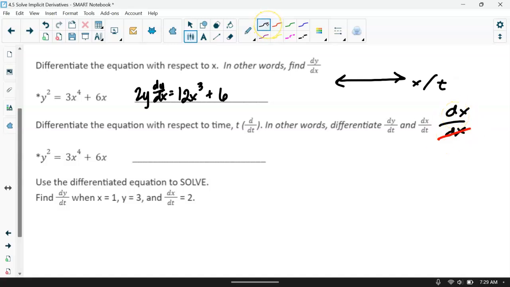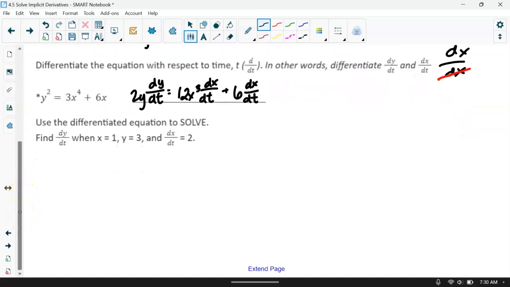So here, again, we're going to differentiate, but now with respect to time. Same thing, I've got 2y, that was the derivative of y, but now with respect to time. So notice now here, dy/dt is equal to 12x cubed. We took the derivative of x, but now this is with respect to time, plus 6. Notice again, we took the derivative of x, and that is with respect to time. So this is now our equation here. Notice how it doesn't cancel out because we're differentiating with respect to time.